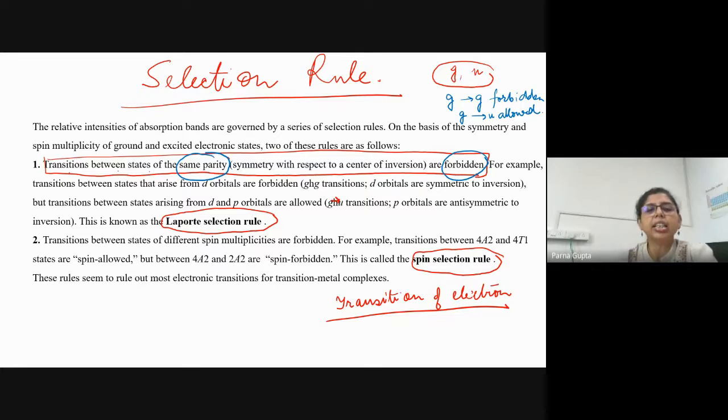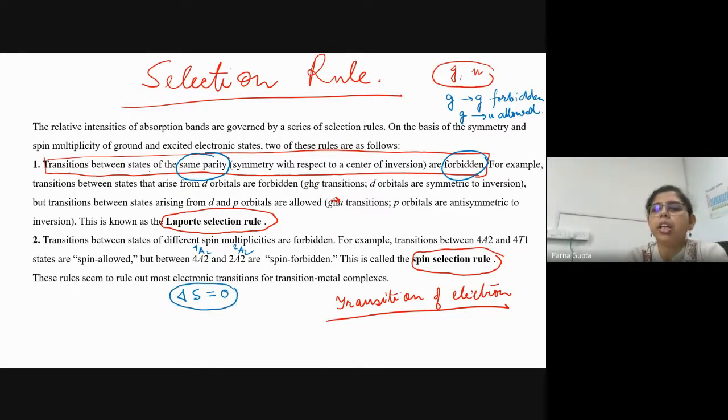The second is the spin selection rule. Sorry, this will be like this, 4A2. You can understand. 4A2, 2A2. Right. The next is the spin selection. So the spin selection rule, this del S equal to 0 is allowed.